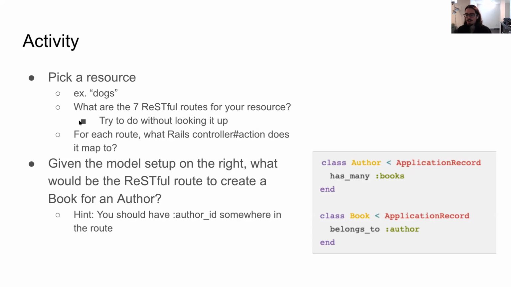RESTful routing is an internet idea. It's not necessarily Rails specific, but when it comes to Rails, each one of those will map to a specific Rails controller action. So that's the first thing. And the second thing here is, given the model set up on the right, what would be the RESTful route to create a book for an author? And I've also got a hint here.